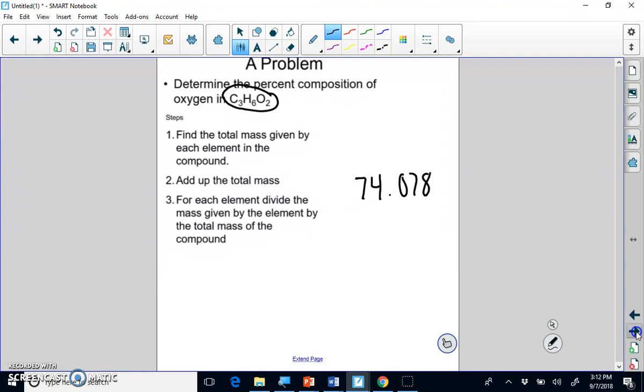Okay? And it wants the percent composition by oxygen. This is the total mass here. And there are 2 oxygens, and you hopefully memorized by now that each one weighs 16, so that's 32. And that goes on top of the fraction. And then we're going to multiply this by 100 to turn it into a percent. And we end up getting 43.2%.